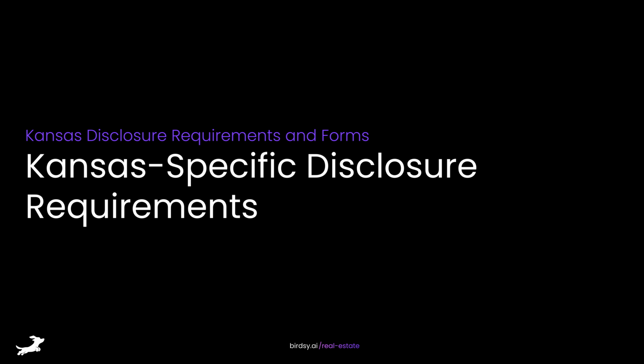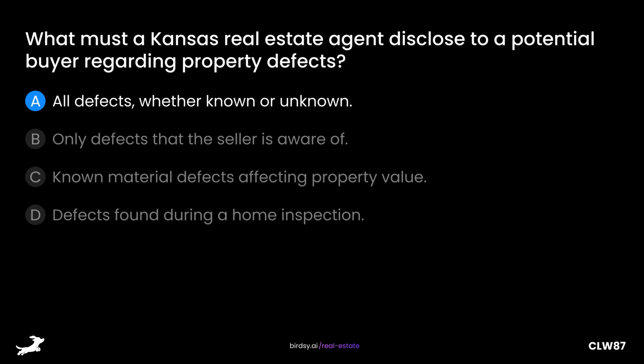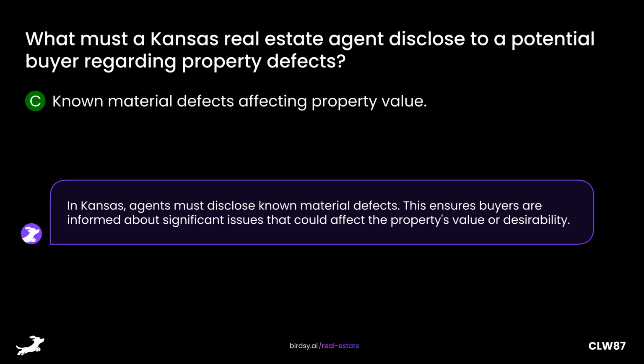Kansas-specific disclosure requirements. What must a Kansas real estate agent disclose to a potential buyer regarding property defects? Is it A, all defects whether known or unknown, B, only defects that the seller is aware of, C, known material defects affecting property value, or D, defects found during a home inspection? The answer is C, known material defects affecting property value. In Kansas, agents must disclose known material defects. This ensures buyers are informed about significant issues that could affect the property's value or desirability.